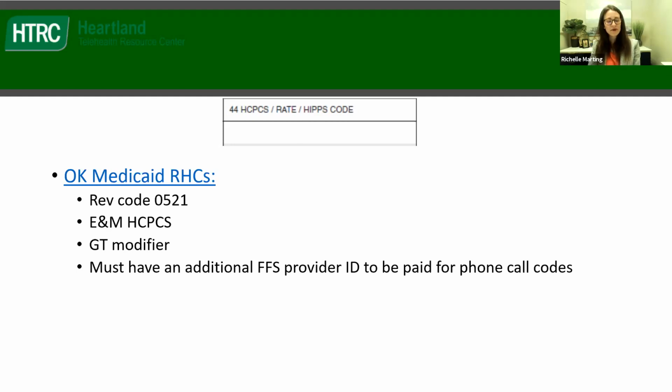In order to be paid for phone calls for Oklahoma Medicaid rural health clinics, you have to have a separate fee-for-service provider ID number to get payment for those services and bill under that separate fee-for-service provider ID number.